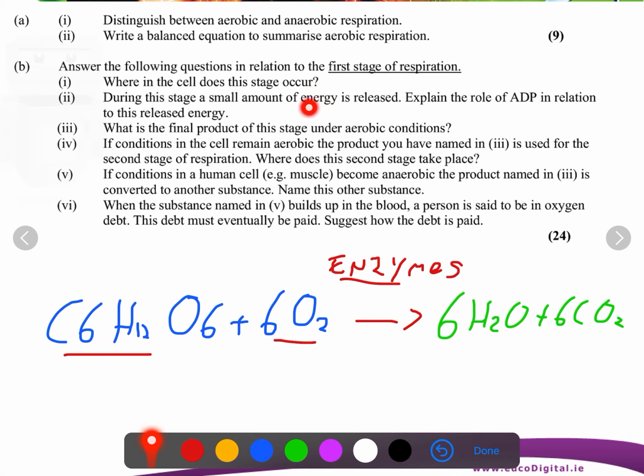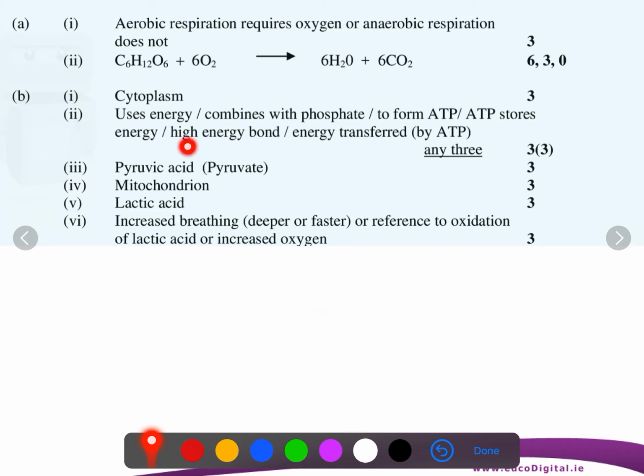Cytosol. During this stage, a small amount of energy is released. Explain the role of ADP in relation to this released energy. So let's have a look at our marking scheme. So we had cytoplasm or cytosol.